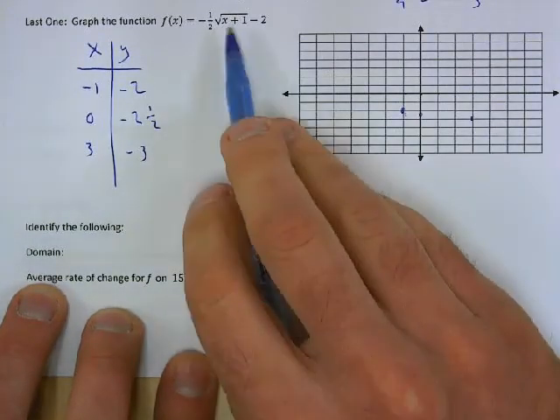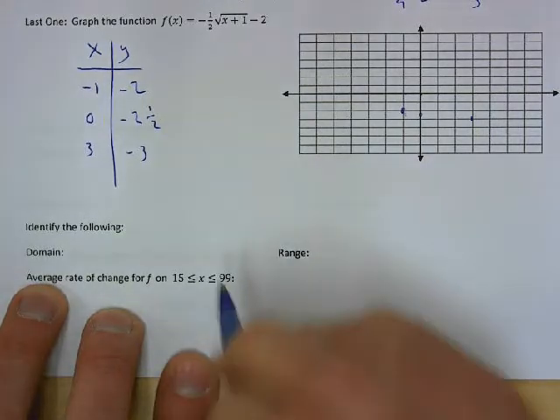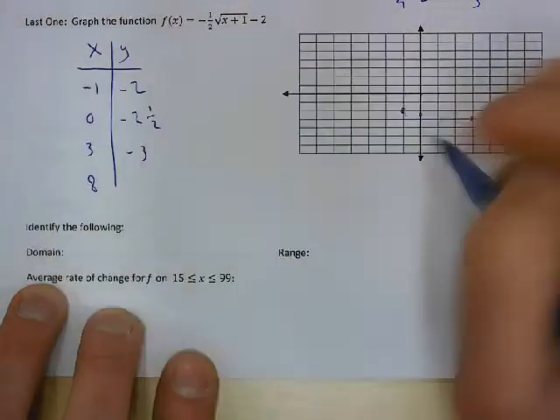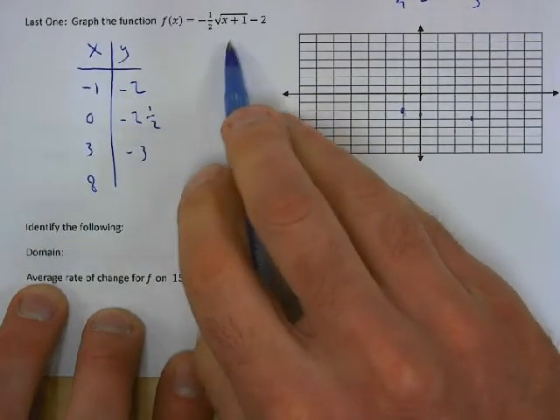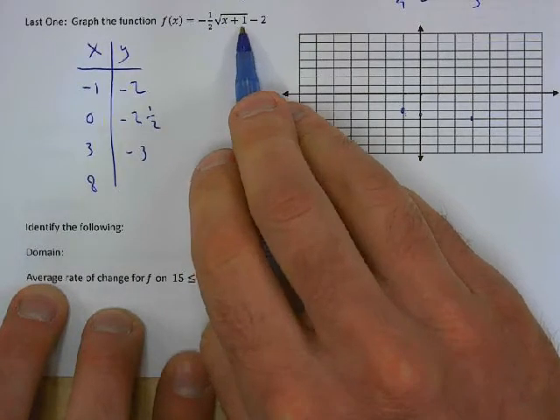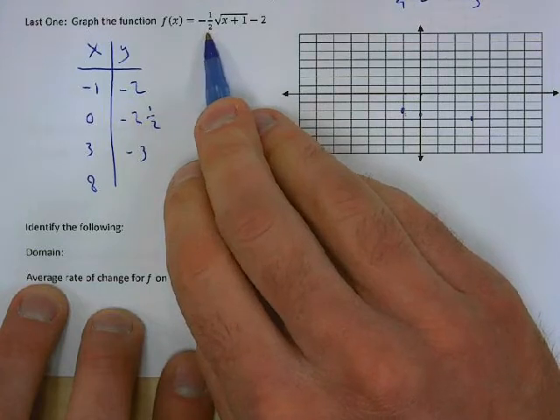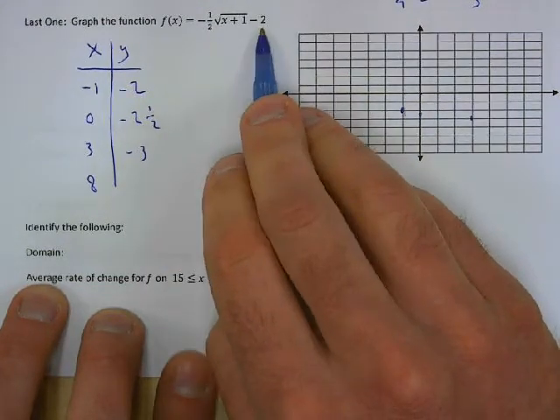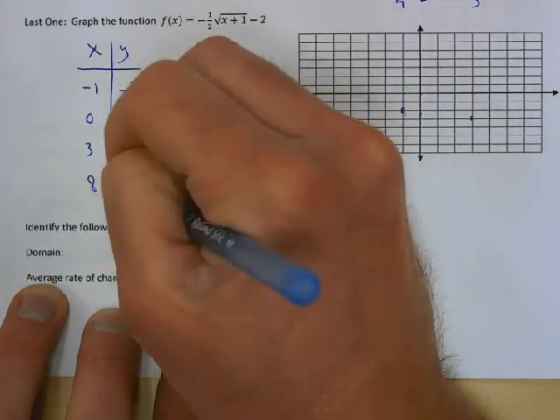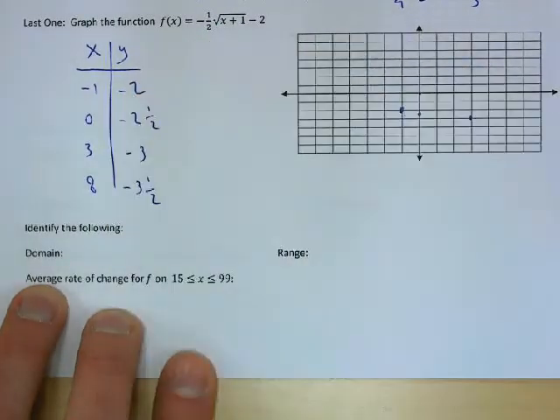What's going to give me a 9 under the radical? Well, I want to plug in x is 8. If I plug in x is 8, I get 8 plus 1 is 9. The square root of 9 is 3. 3 times negative 1/2 is negative 1.5. Minus 2 is negative 3.5. So again, it's going down by 1/2.